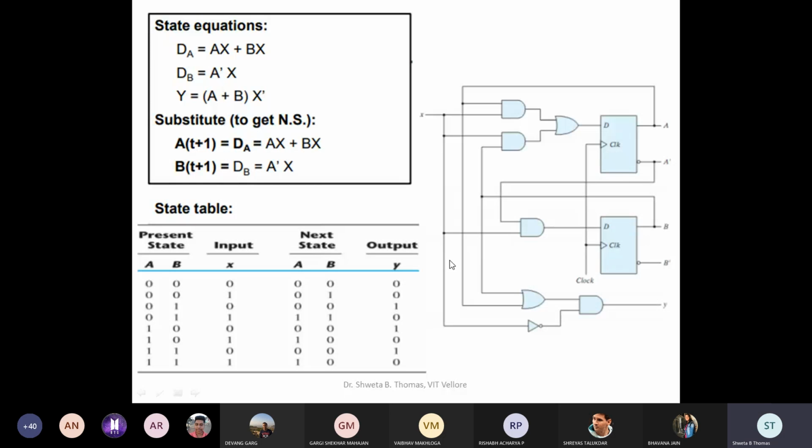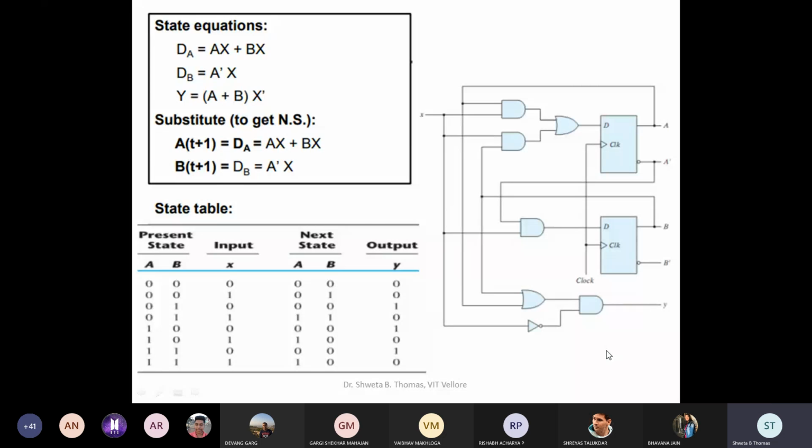You cross check the values. It is matching everywhere. The only thing is that you should know the behavior of the flip-flop. Here, since we have taken the D flip-flop, it is the easiest one. Whatever D is, the output will be the same, which is the next state. So it will always be the same. Based on the next state, you can have the output Y.